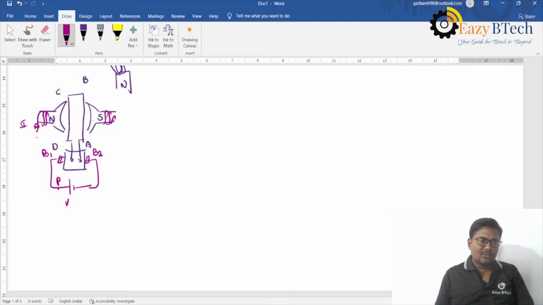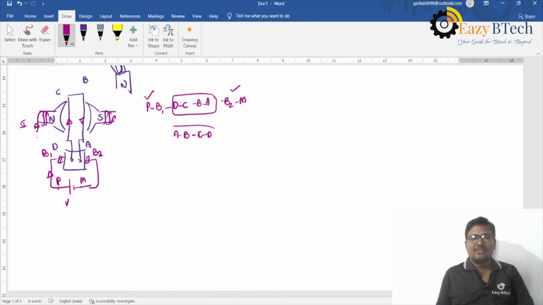The voltage source terminals are P and M. Again, the current leaves from the positive terminal of the supply, flows through P and brush B1, then D to C, B to A, through brush B2 to M. The external terminals are the same, but internally through the conductors, previously the current was from A to B and C to D. Now it will be D to C and B to A. So the current in the armature conductors is alternating.